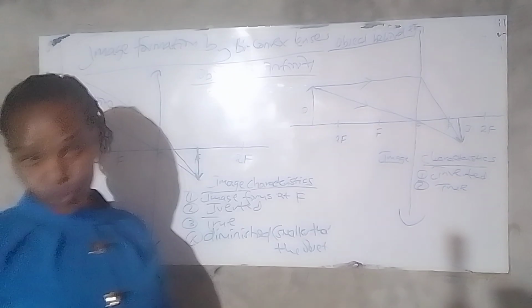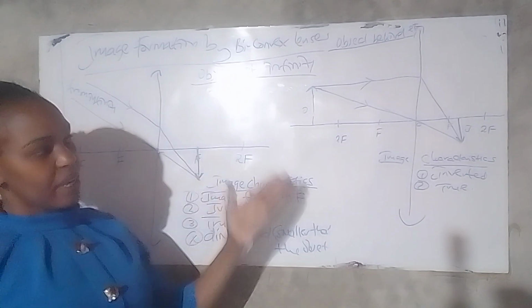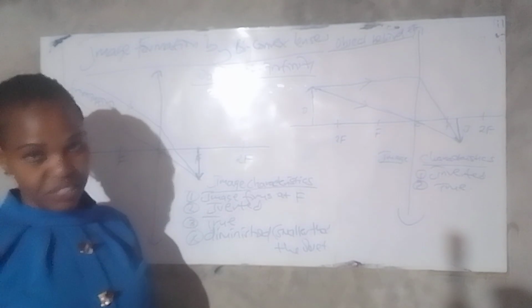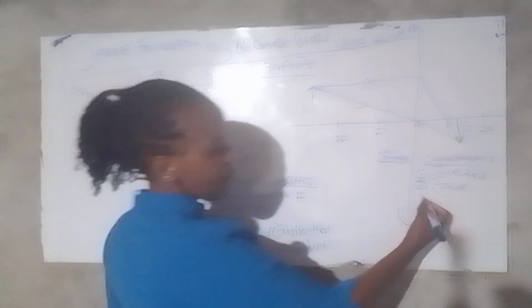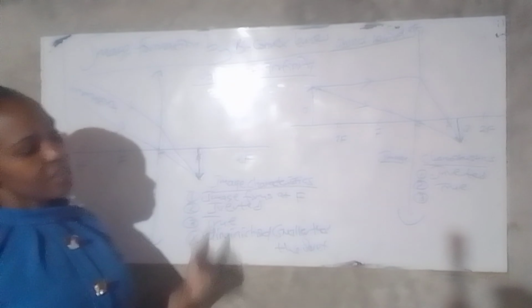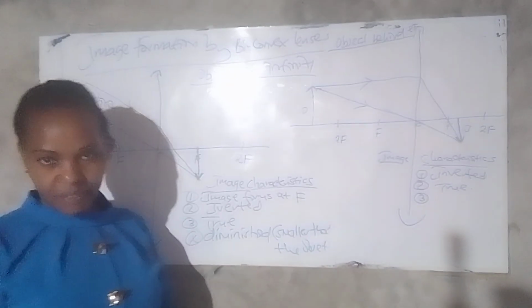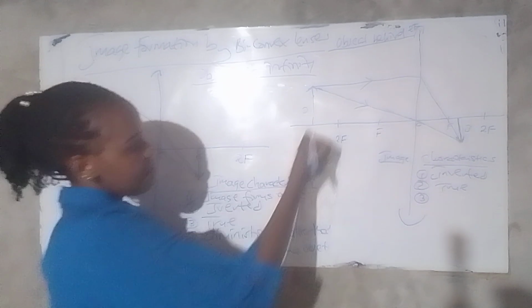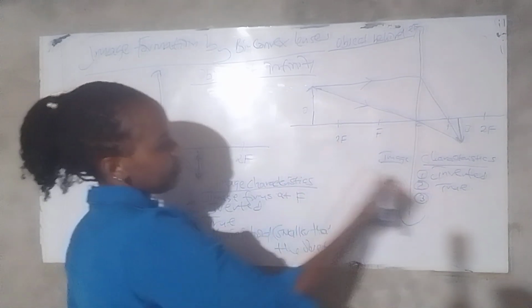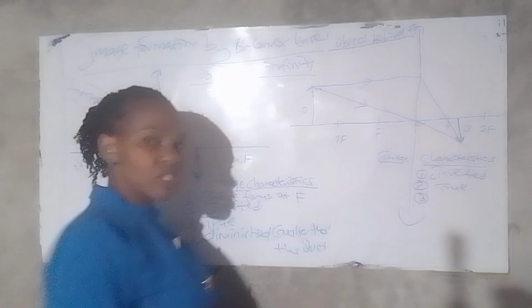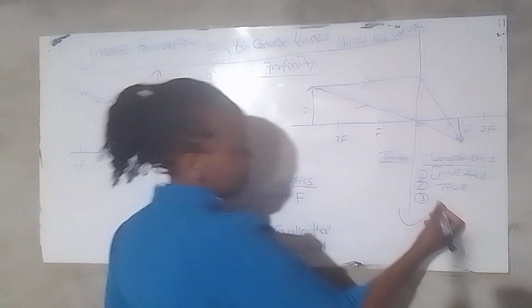One way to check whether it is true: if the object is upright and the image is inverted, then that image is a true image. So it is true, and true, like I said before, means that image can form on a screen. Number 3, in terms of size, if you look at the size of my object and the size of my image, you can see the image is smaller than the object, so it is diminished.